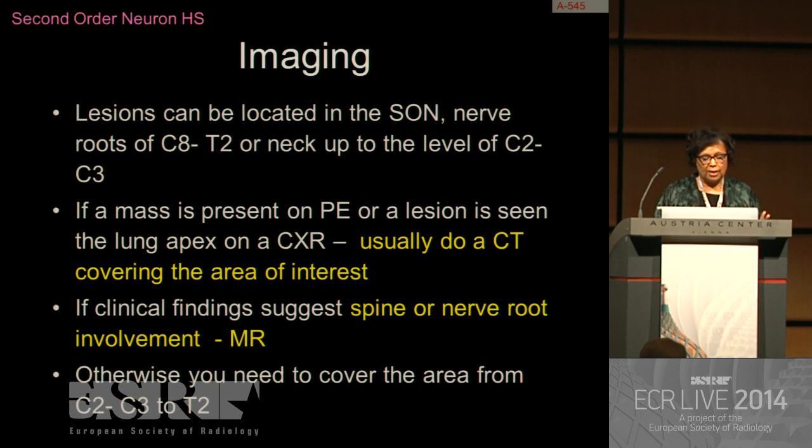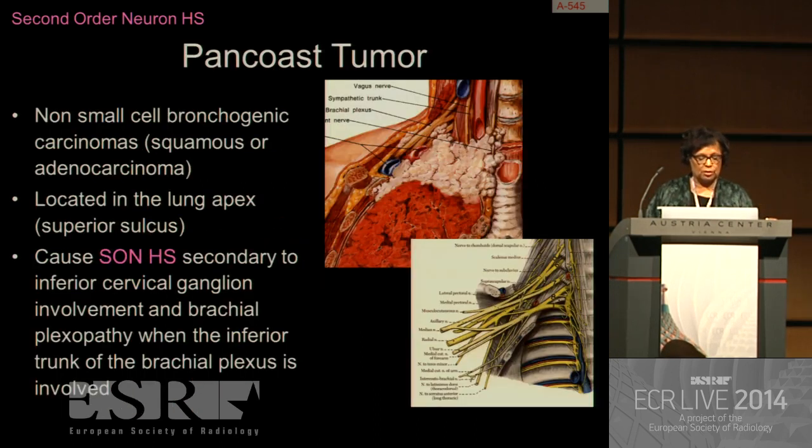So if the patient has a mass in the neck on physical examination, or you see a mass in the lung apex on a chest x-ray, I usually tend to just do a CT to cover the area of interest. If, however, there are clinical findings to suggest that the spine or nerve roots are involved, then I would do an MR. Otherwise, you'd have to cover the entire area of the lower portion of the spine and then do the neck up to C2, C3.